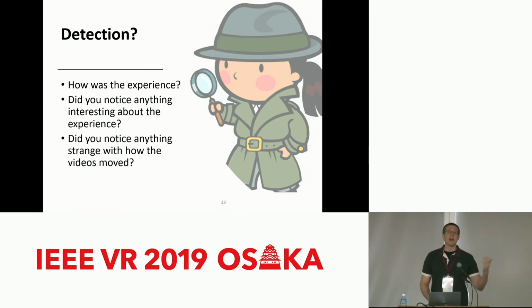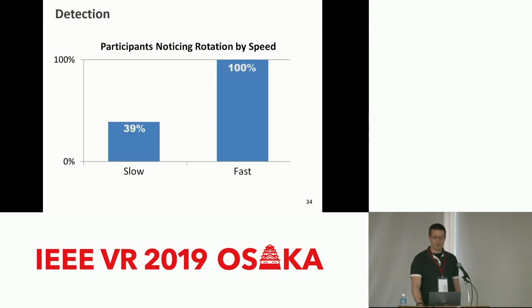To do this, after they watched each video, we didn't want to lead participants too much. We asked a sequence of questions to give them opportunities to mention anything weird that happened: did you notice anything? Was there anything weird happening with the videos? Overall, people definitely noticed the fast rotation. But surprisingly, just a little over a third of the people noticed the slow rotation. So this is pretty promising in terms of not being very distracting. They were able to experience this video without really noticing things that were going on too much.